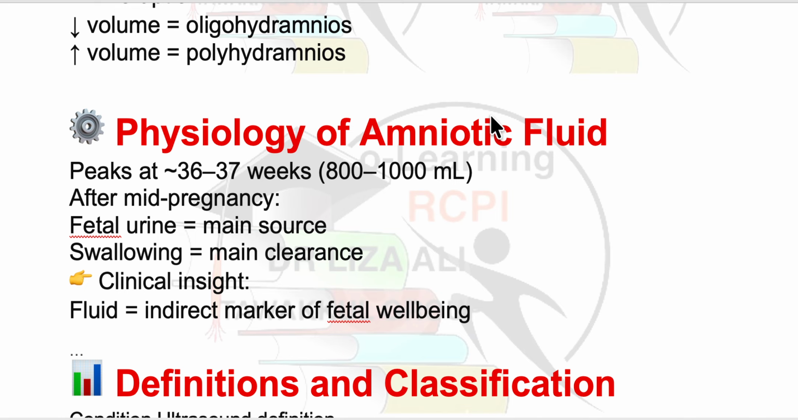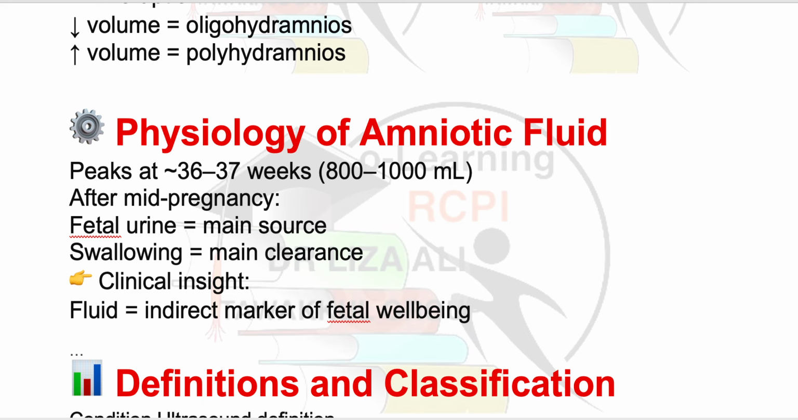If we consider the physiology of the amniotic fluid, and these headings are according to the TOG articles, the peak amniotic fluid is at 36 to 37 weeks, about 800 to 1000 ml. This is something we have to know. After mid pregnancy, the main source of amniotic fluid is fetal urine, and it is cleared by fetal swallowing, meaning the fetus is swallowing that fluid.